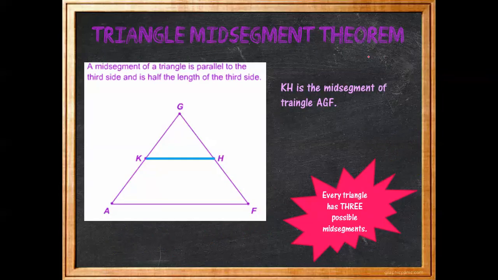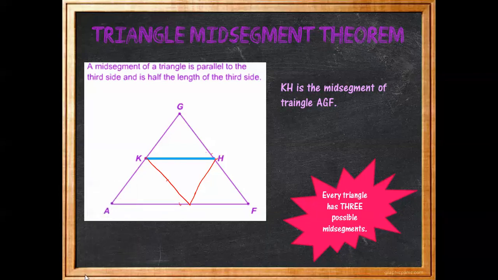Triangle midsegment theorem. We've already talked about this. A midsegment of a triangle is parallel to the third side and is half the length of the third side. So the midsegment is attached to these 2 sides and parallel to this third side. Every triangle has 3 possible midsegments. For example, here's this midsegment. Then say I was in the middle of these 2 points, that would be this midsegment right here. And for this one right here, that would be the midsegment for this line.